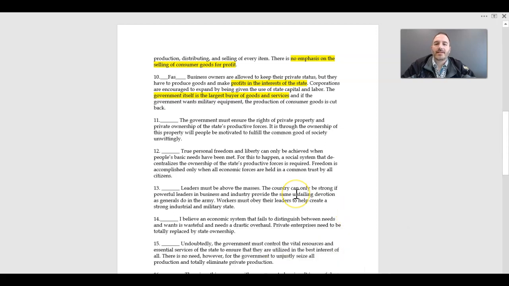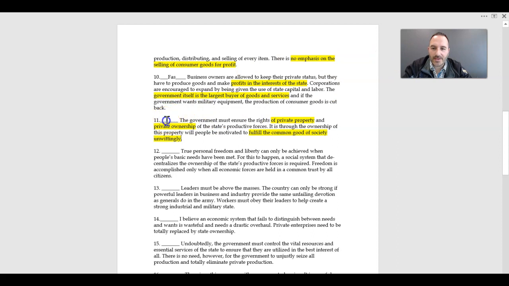Number 11, it says the government must ensure the rights of private property and private ownership of the state's productive forces. Private property and private ownership. It is through the ownership of this property that people will be motivated to fulfill the common good of society unwittingly. Okay, so they will fulfill the common good of society unwittingly.